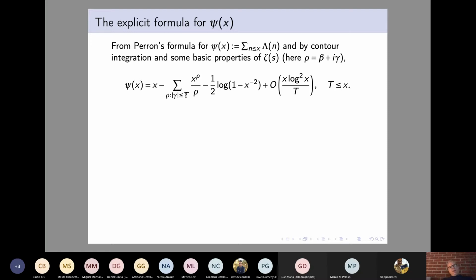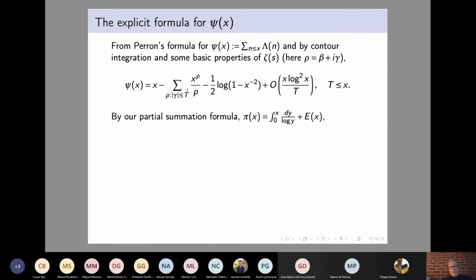Then I chopped off the sum because it's convenient to have a finite sum. So we only take the zeros up to height t. That gives us x to the rho over rho. And then you have a term coming from the trivial zeros, which is not so important. And then you have an error term, which comes from what we did here, cutting the sum at height t. So this is the basic formula that gives you the relation between psi of x and the non-trivial zeros of zeta.